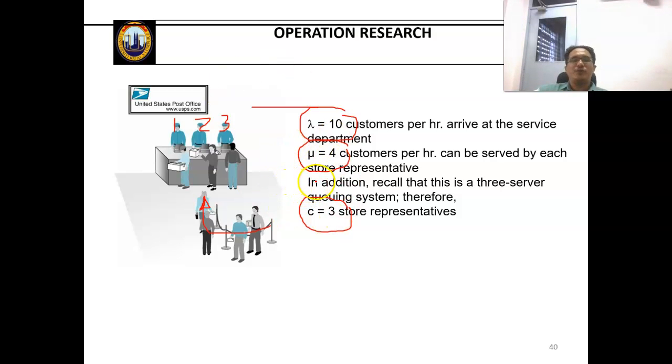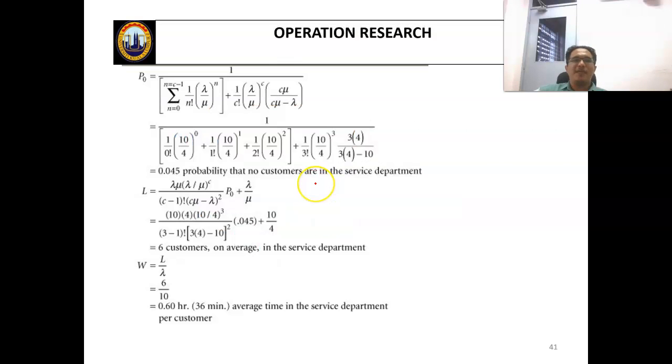So what we need to calculate: we can calculate P0, the probability of no customer in the system. We can calculate L, the number of customers in the queuing system. We can calculate W, the time a customer needs to spend in the queuing system. We can calculate Wq, the time a customer needs to wait to be served. We can calculate Lq, the number of customers in the waiting line. And also we can calculate Pw, the probability of waiting. All right, so we go one by one.